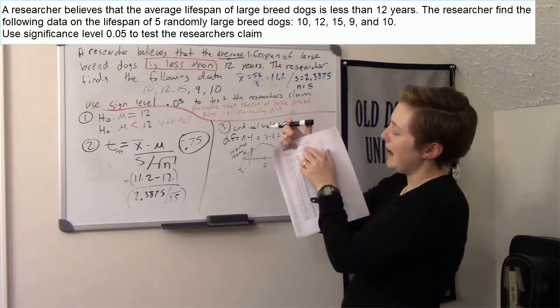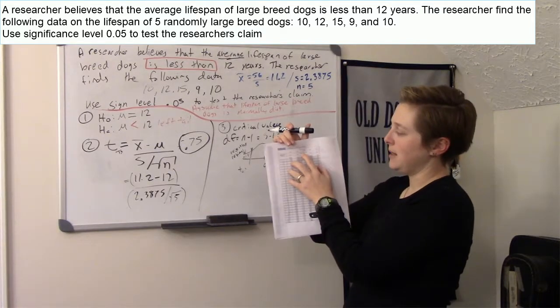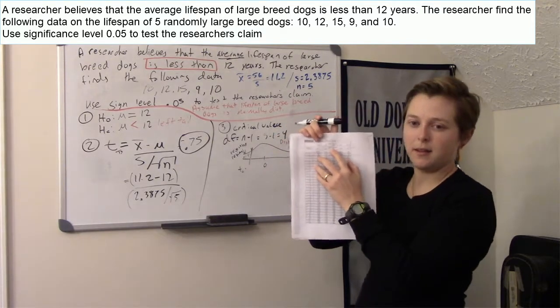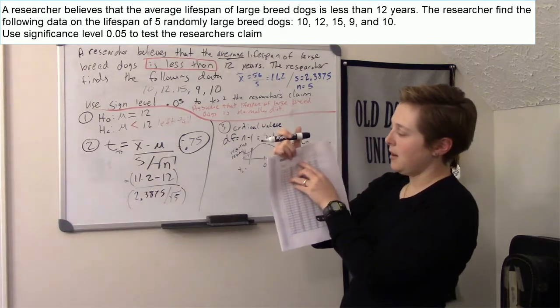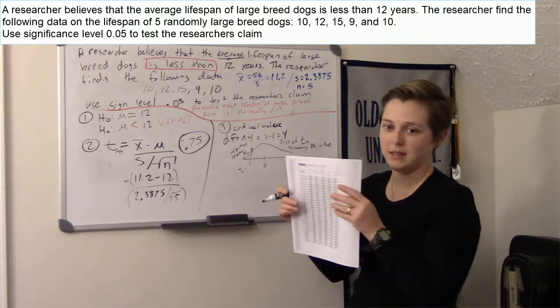Now it says area in one tail, area in two tails. Why do you think it separates it out like that? So the tails are not symmetric? Well, it is symmetric. It's still a symmetric distribution, just like a Z table.